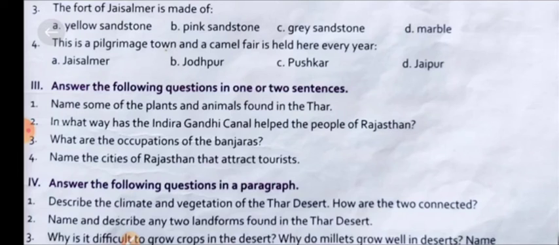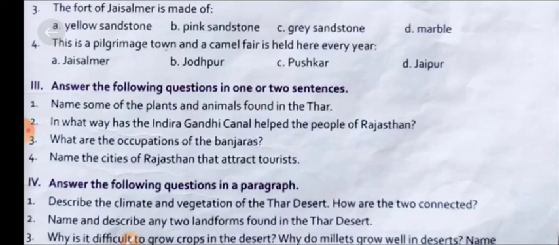Okay. Next question. In what way has the Indira Gandhi Canal helped people of Rajasthan? The Indira Gandhi Canal provides water to part of the Thar Desert. It has helped farmers to grow more crops like wheat and millet. Okay, next question. What are the occupations of the Banjaras? So the answer is animal husbandry, craft and trade. The making of handicrafts like puppets, jewelry and glass embroidery is also an important occupation of Banjaras.